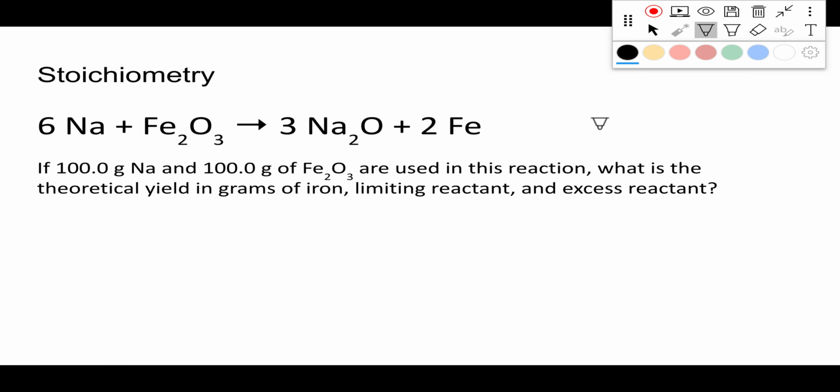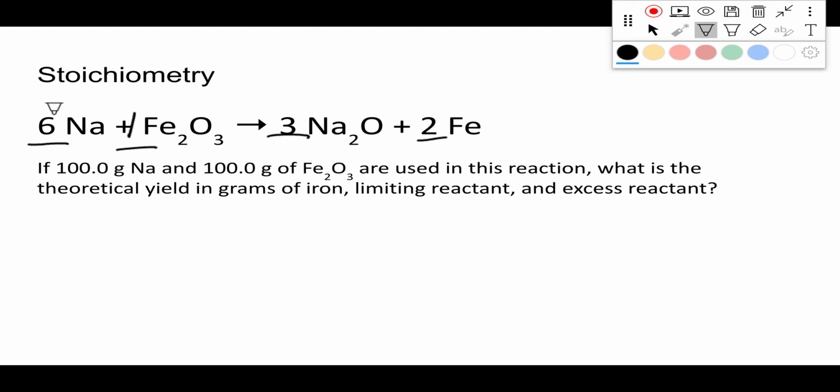So let's do it again. This time the stoichiometry is going to be a little bit more complicated. So in this one I have 6Na, 1 Fe2O3, 3 Na2O, and 2 Fe. This is a single displacement reaction. It's a cation single displacement. Sodium displaced iron. Iron went and hung out by itself, and sodium bonded with oxygen.